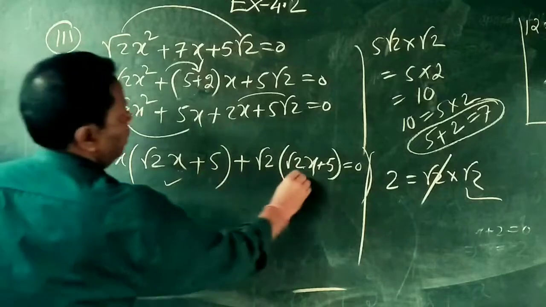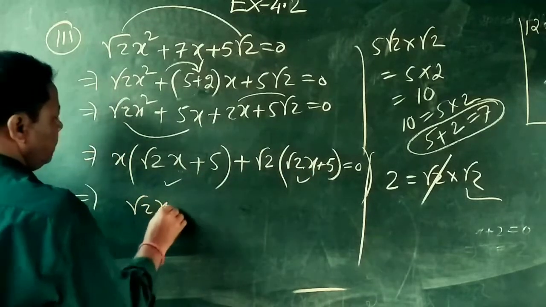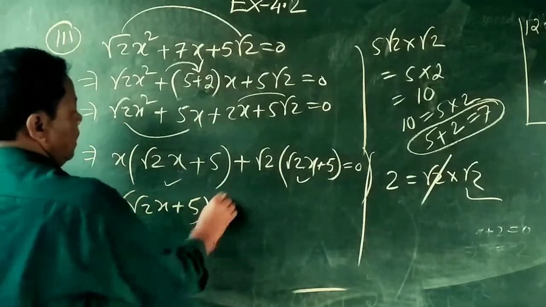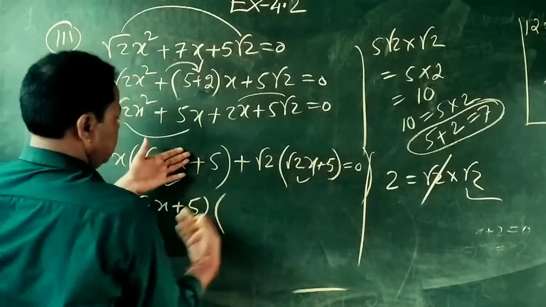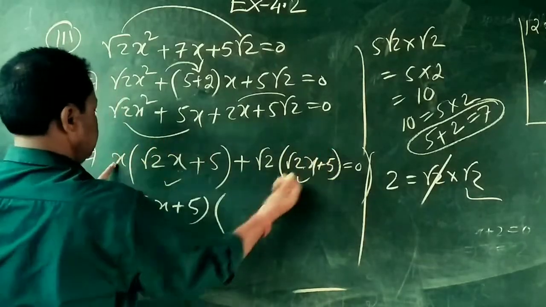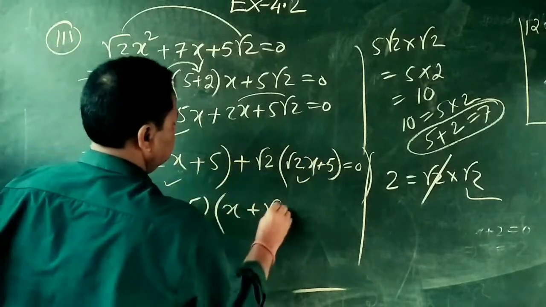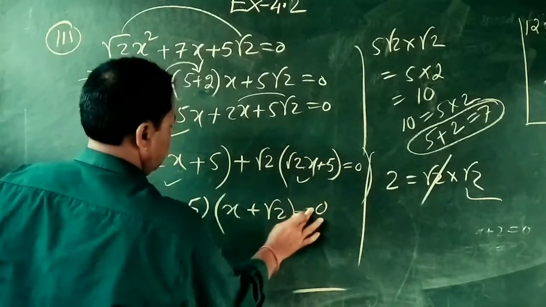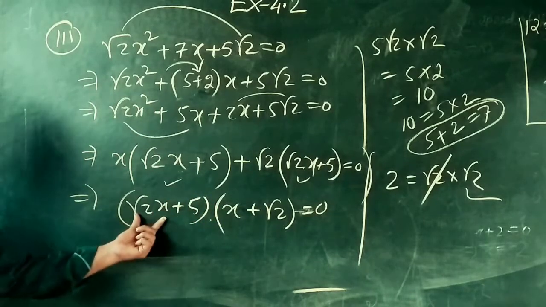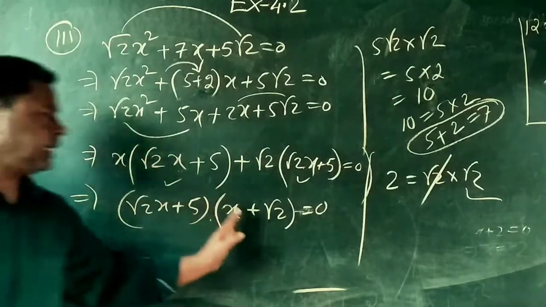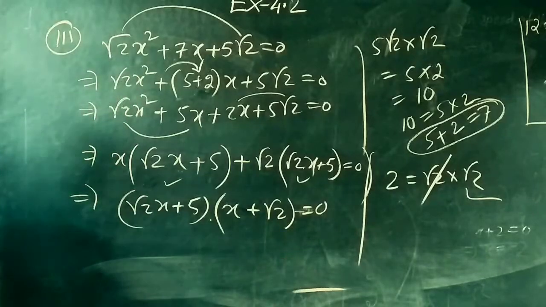Now common in all, root 2x plus 5. And here, these two common in all, written here. Then remaining to write, here x, there plus root 2 is equal to 0. Now we have got product form, then when we get product form, either the first one is 0 or the second one is also 0. We will get 2 roots.